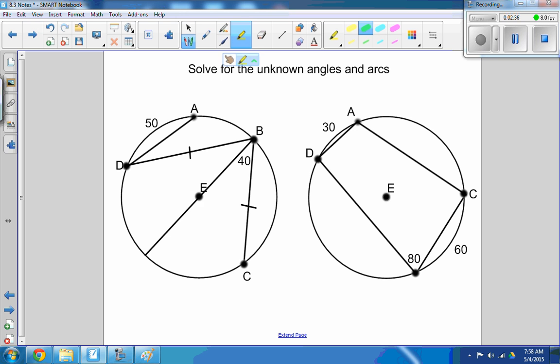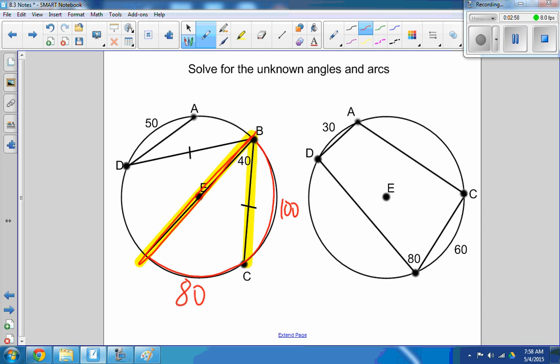So let's start here. We've got this inscribed angle is 40 degrees. Thus, this arc is 80 degrees. Now you'll notice here, this is the diameter. Thus, this half here is a semicircle, which adds up to 180. So this arc's got to be 100.